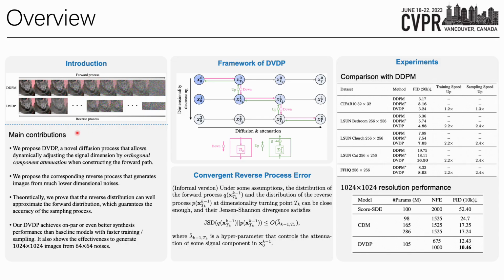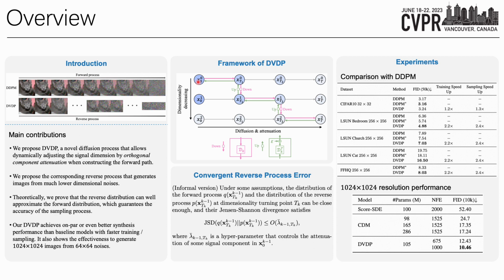First, let's take a quick preview. In this work, we propose DVDP, a novel diffusion process that allows dynamically adjusting the signal dimension. This varying dimensionality enables the reverse process to generate images from much lower dimensional noises.